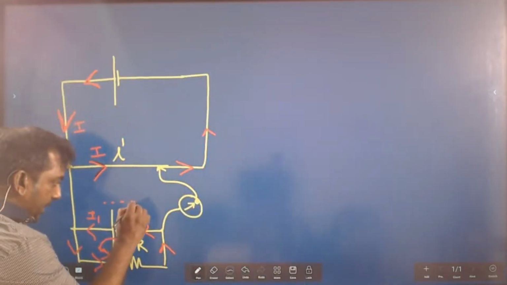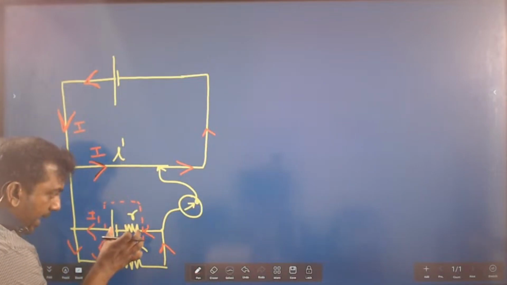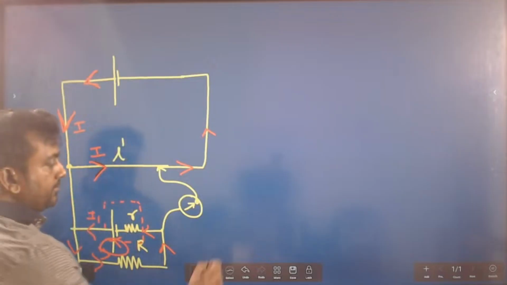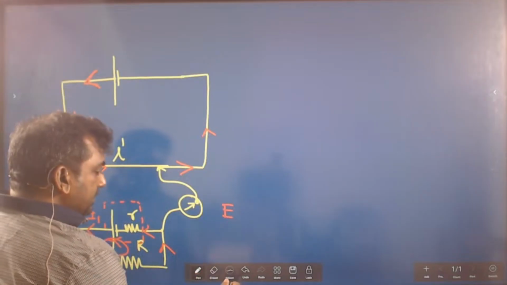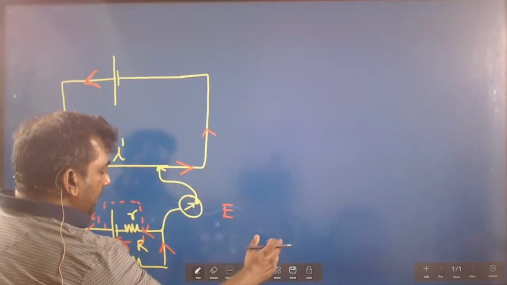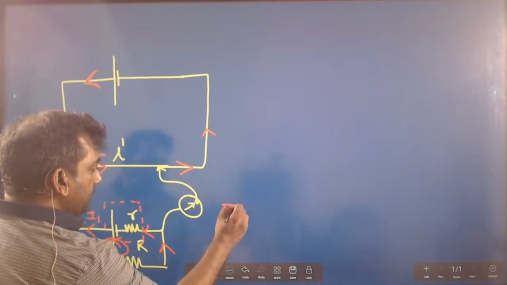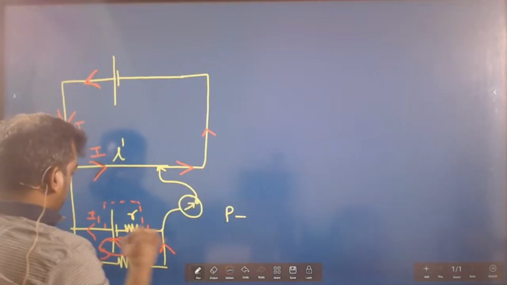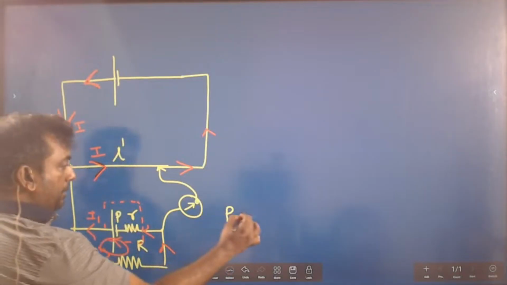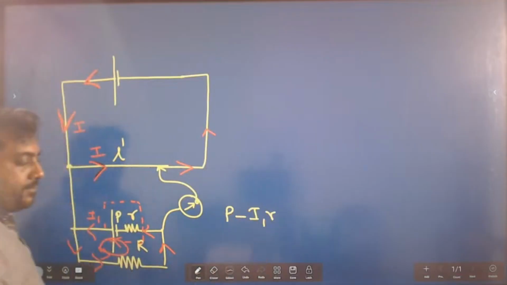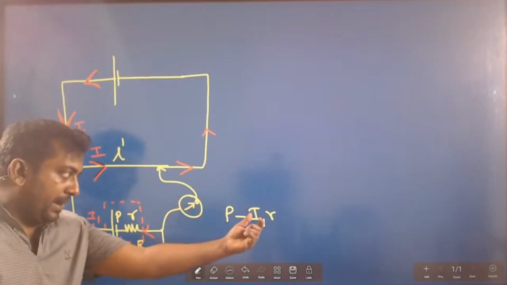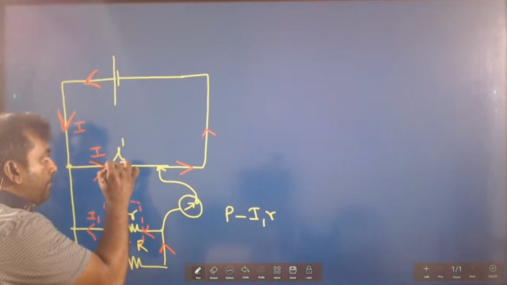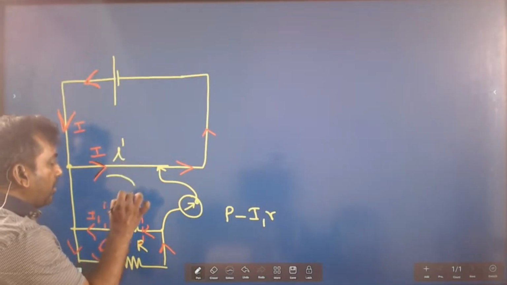This is your cell. The actual voltage coming out of the cell is what? Terminal potential difference. Terminal potential difference is, if the voltage is E minus I1R, not E minus IR. Voltage reduces. If voltage reduces, the balance length here will also reduce. If I apply Kirchhoff, look at the board.